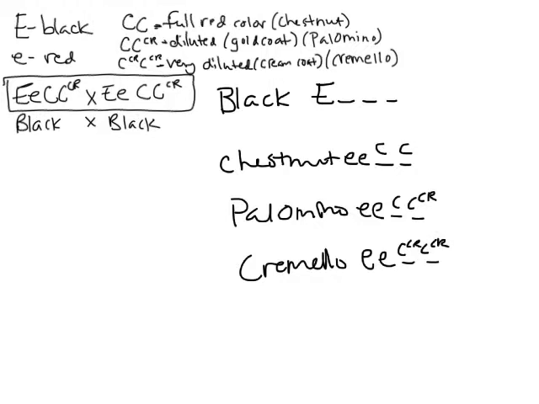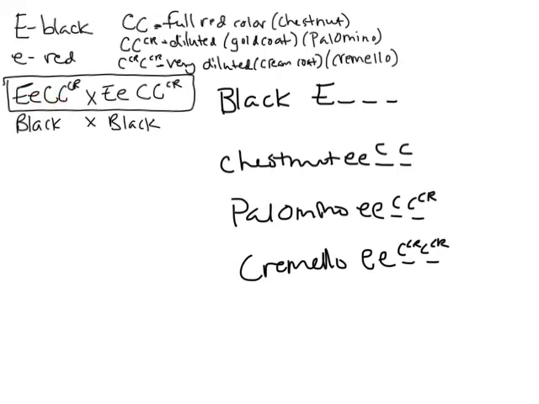So let's look at the probabilities of getting each of these genotypes from this cross here. So this is a dihybrid cross, as usual, of two black horses this time. But the black horses are heterozygous for both the E's and the C alleles.